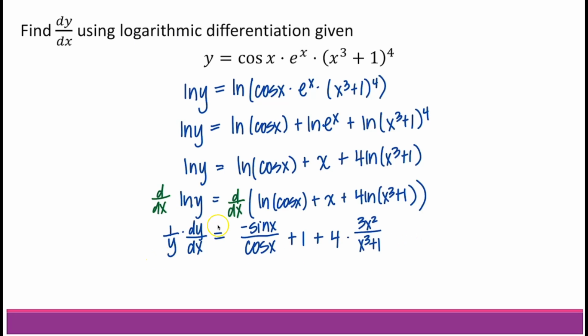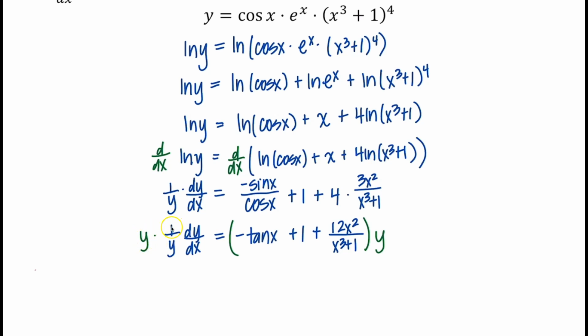All right, so let's clean this up a little bit. We have sine over cosine is tangent, and multiplying the 4 times the 3, we have 12x squared over x cubed plus 1. And so we're trying to solve for dy dx. So I'm going to have to multiply both sides by this y here, the reciprocal of 1 over y. So here, the y times 1 over y cancels, and I end up with just dy dx is equal to negative tangent x plus 1 plus 12x squared over x cubed plus 1 times y.